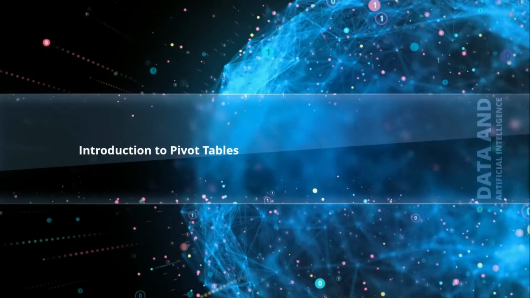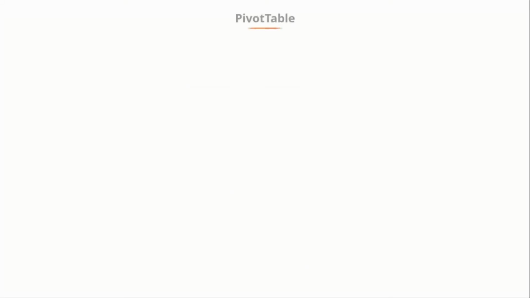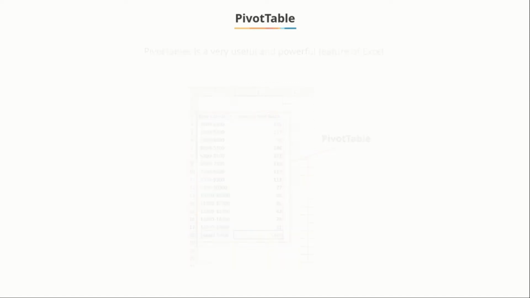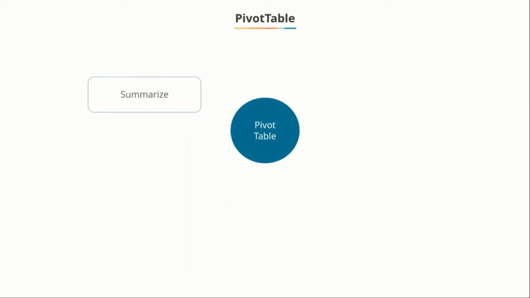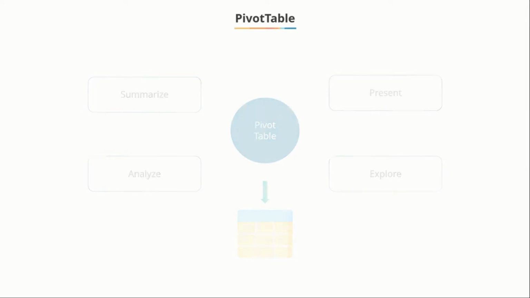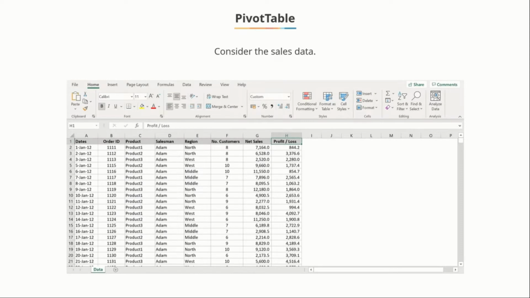Now, let us learn about pivot tables. Pivot tables are very useful and powerful features of Excel. They can be used to summarize, analyze, explore, and present data in tabular form. Consider the given sample sales data, which includes the following data fields: dates, order ID, product, salesman, region, number of customers, net sales, and profit and loss.